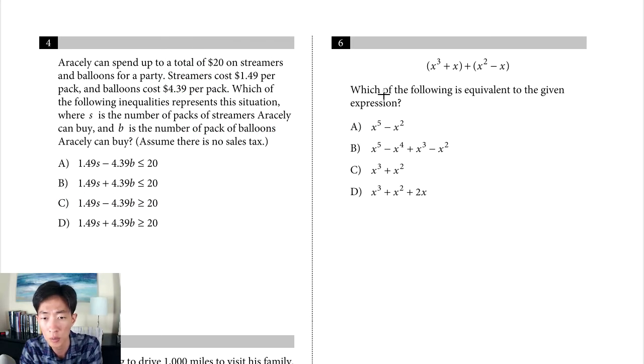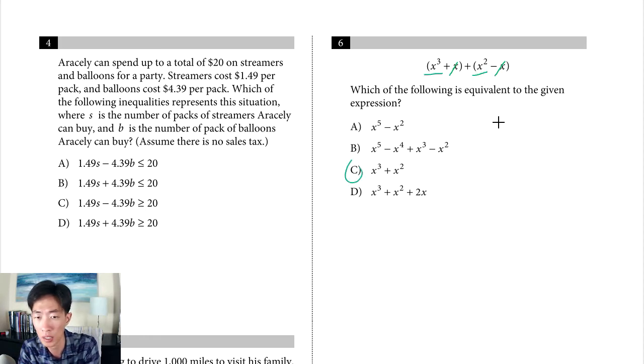We have this expression. Which of the following is equivalent to the given expression? So notice that we've got parentheses, but we can actually ignore them because we're just using addition. So the first thing that I'll notice is that we've got a positive x here and then a negative x here. So I'm going to cross those out. What are we left with? Just an x cubed plus an x squared, and that's choice C.